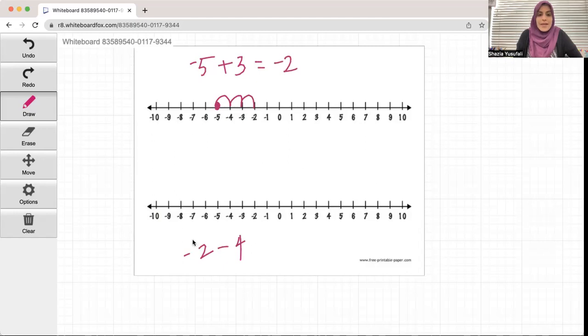Let's try another one. -2. We start at -2. Now we have a negative sign. Are we jumping to the left or are we jumping to the right? Easy peasy again. We're jumping to the left. How many are we jumping? We're jumping 4. So 1, 2, 3, 4. We're ending at -6.